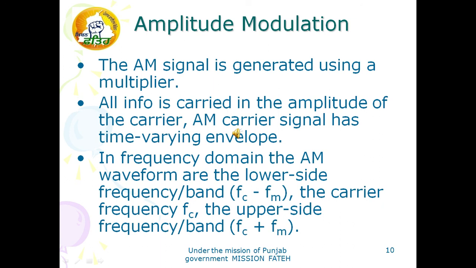The frequency of the lower sideband is Fc minus Fm, and the frequency of the upper sideband is Fc plus Fm, and the frequency of the carrier signal is Fc. But the amplitude of the lower sideband and upper sideband is the same. And we also say that Fc is the carrier frequency and Fm is the modulating frequency.